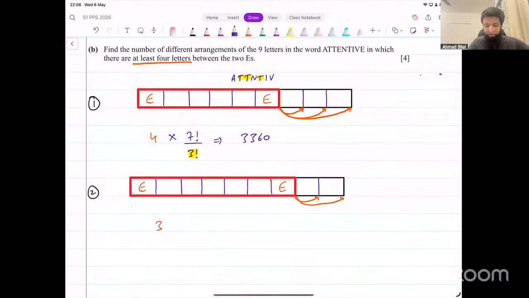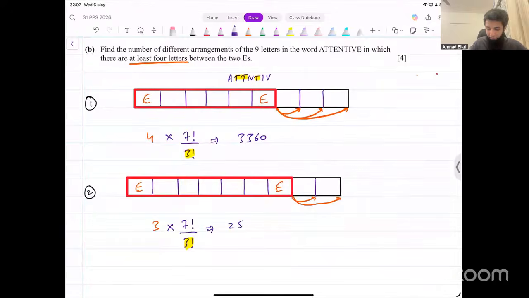But for the remaining letters, we still have 5 and 2 more, 7 positions. For the remaining letters, we are still going to have 7 factorial over 3 factorial. And that will give you some number. You can see what this number is.